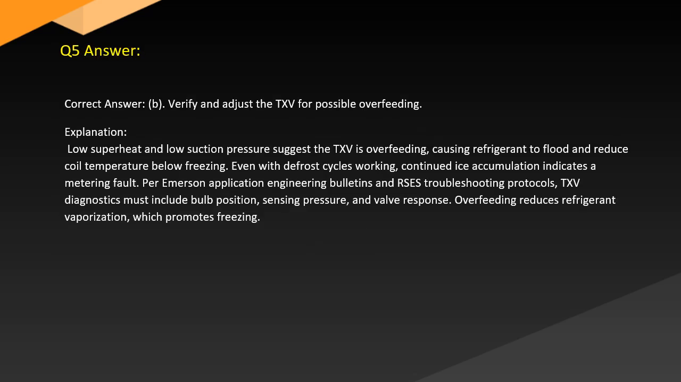Answer. Correct answer: B. Verify and adjust the TXV for possible overfeeding. Explanation. Low superheat and low suction pressure suggest the TXV is overfeeding, causing refrigerant to flood and reduce coil temperature below freezing. Even with defrost cycles working, continued ice accumulation indicates a metering fault. Per Emerson application engineering bulletins and RSES troubleshooting protocols, TXV diagnostics must include bulb position, sensing pressure, and valve response. Overfeeding reduces refrigerant vaporization, which promotes freezing.